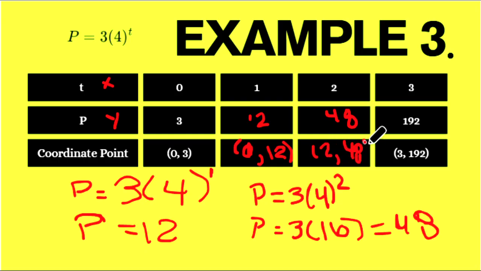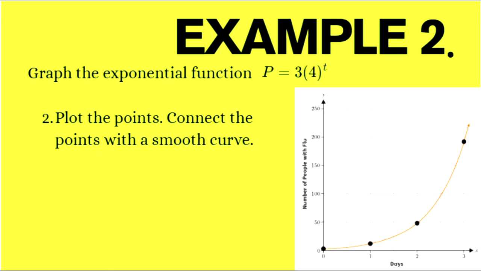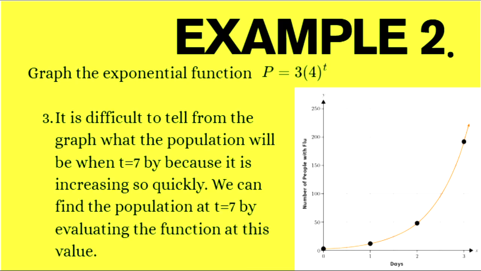We've completed our table now. Let's make sure I didn't screw up. We should have the points of 0, 12, and 2, 48. So 0, 12 probably reasonable, and 2, 48. Yep, that looks good. Okay, so plot the points and connect the points with a smooth curve, which you can do either by hand or using GeoGebra. It's difficult to tell from the graph what the population will be when t equals 7 because it's increasing so quickly. You can see it's getting steeper and steeper.